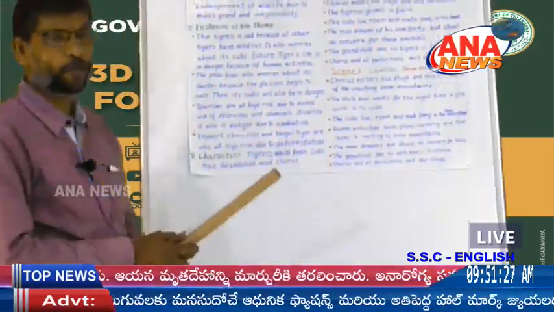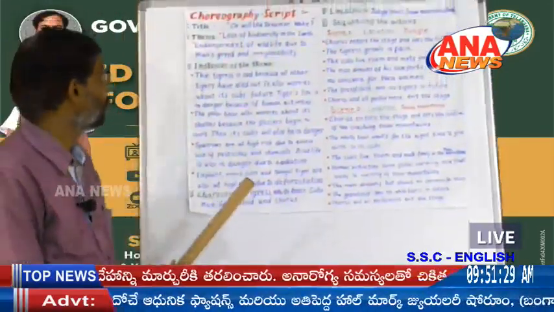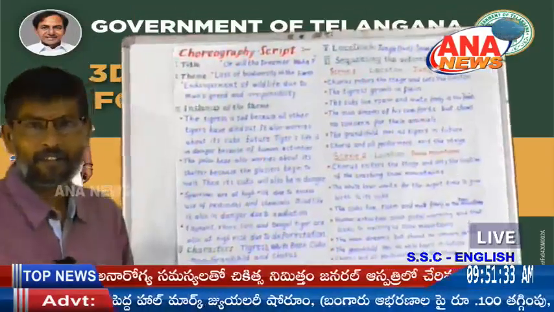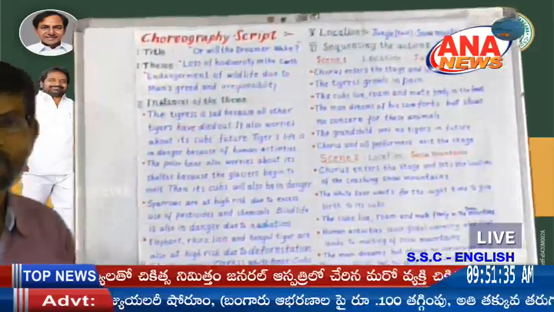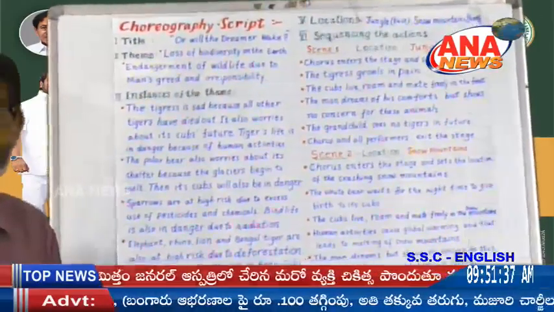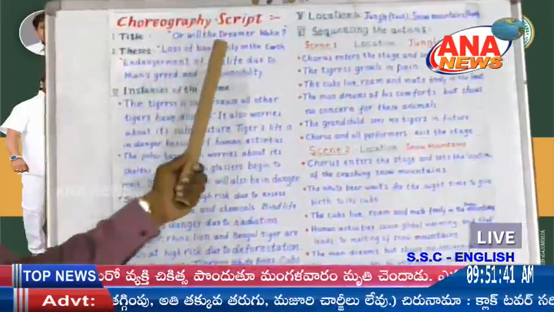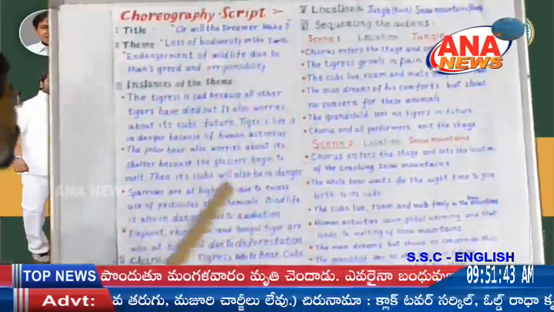Title. The first step is the title of the poem. So we know very well the lines are taken from the poem Or Will the Dreamer Wake, written by Medora Chevalier. So the title is Or Will the Dreamer Wake?